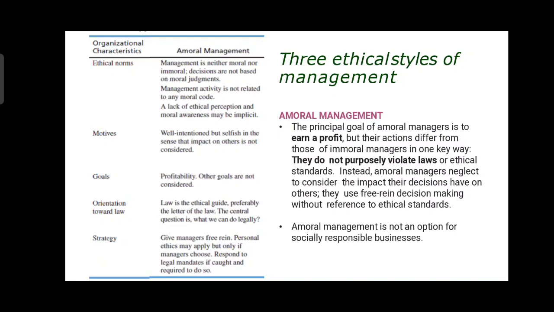So, orientation towards the law. Law is an ethical guide, preferably the letter of the law. The central question is what we can do legally. So, strategy gives managers free rein. Personal ethics may apply, but only if managers choose. So, respond to legal mandates if caught and required to do so. They respond to legal mandates kung mahuli. So, dili kayo fence-sitter lang. Wala siyang gibarugan.